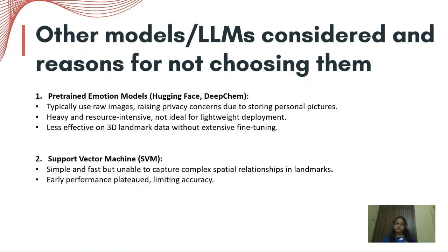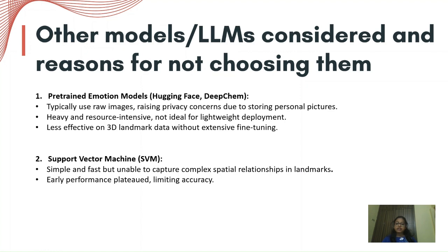Firstly, pre-trained emotion models. There are a lot of emotion prediction models available in the market, like models from Hugging Face and DeepFace. These typically use raw images, which raises privacy concerns because we would actually be storing the user's images in our databases. Also, processing images is very heavy and resource intensive when compared to processing facial landmarks. And if we had to fine-tune these models to take facial landmarks as input, it would require very extensive fine-tuning.